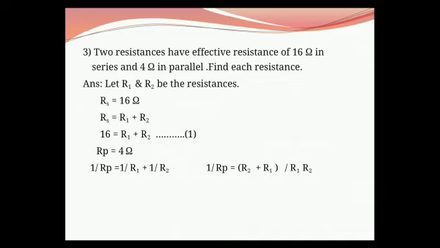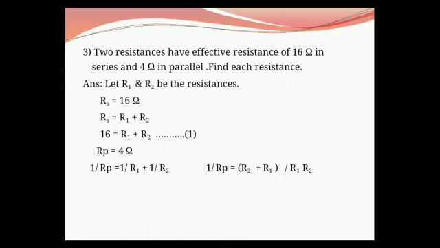Then Rs equals 16 ohm, that means the effective resistance of these two resistances when connected in series combination is 16 ohms. But we know the formula for effective resistance when resistances are connected in series is Rs equals R1 plus R2. Therefore, when we put the value of Rs, we get 16 equals R1 plus R2. This is equation number 1.